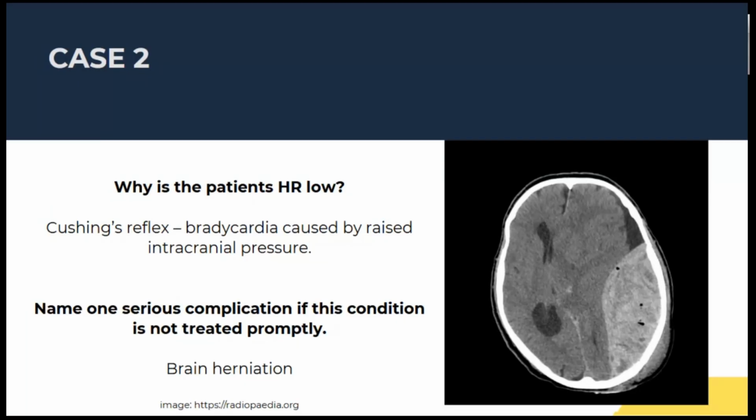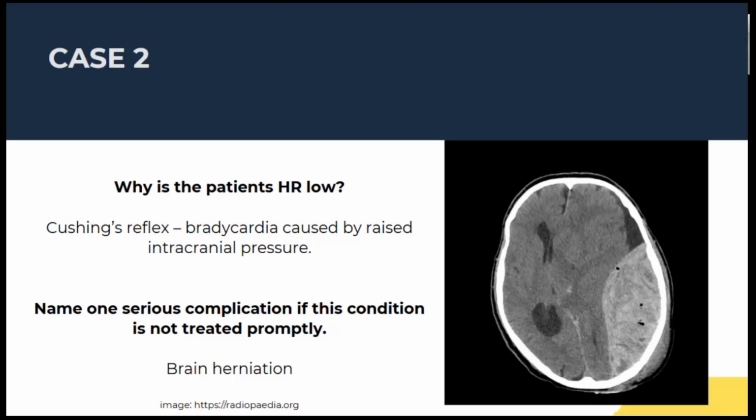And then, sorry, I didn't give you a chance to answer what complication could occur, but the complication that's common is brain herniation, and that can be subfalcine or uncal, depending on the mass effect that the hematoma creates.